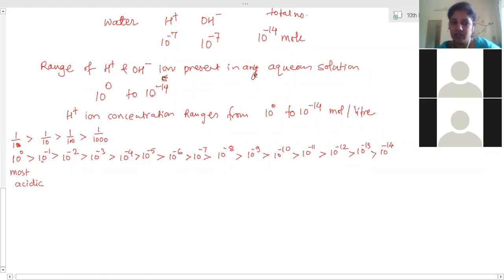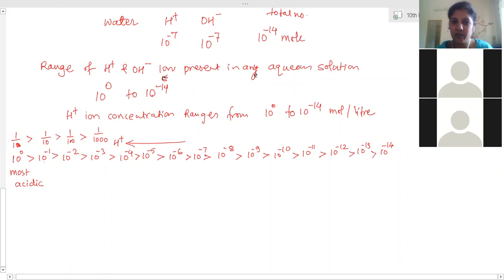Now here, what is happening? 10 to the power minus 3 is greater than 10 to the power minus 4. 10 to the power minus 4 is greater than 10 to the power minus 5. 10 to the power minus 5 is greater than 10 to the power minus 6. So here the H plus ion concentration goes on decreasing.